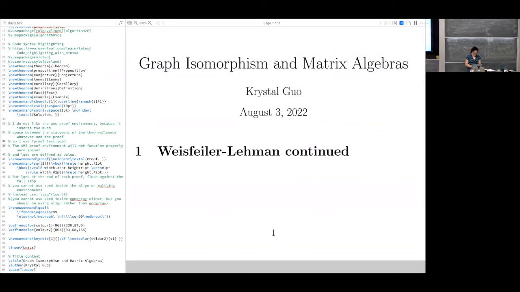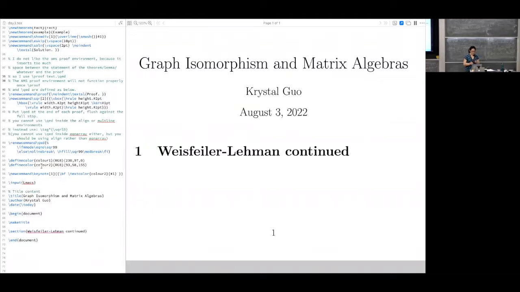Okay, so today we get to see the Weiss-Lehmann algorithm in action, but it is too complicated for me to run on any graph in any dimension bigger than the color refinements. Okay, so what do we do for Weiss-Lehmann?